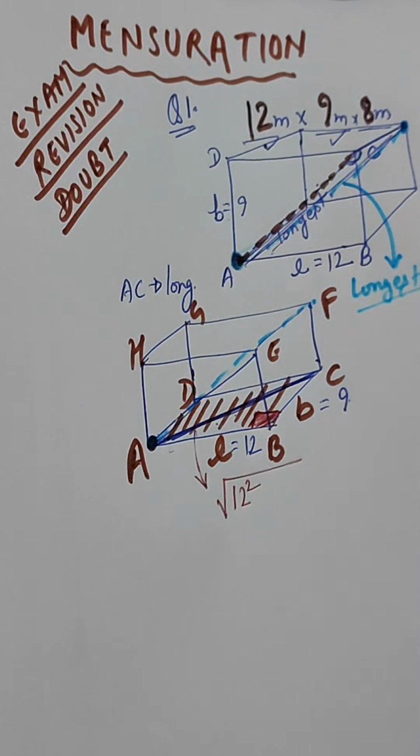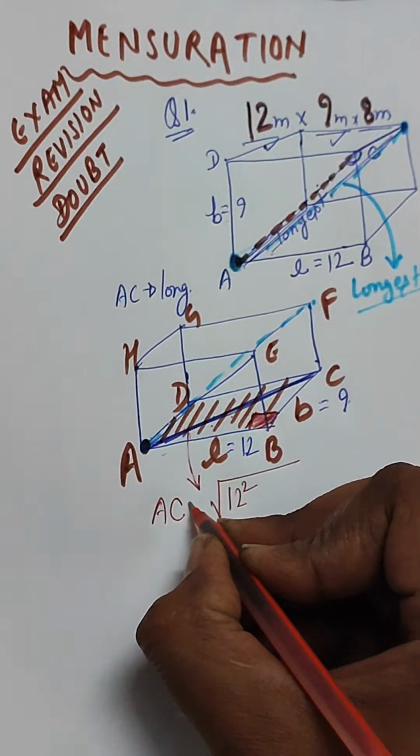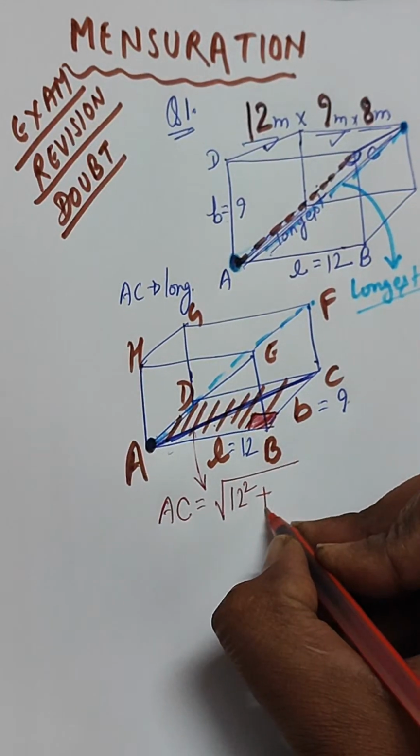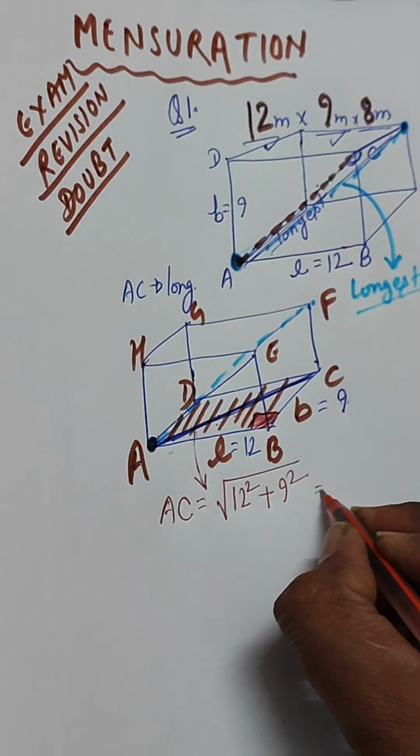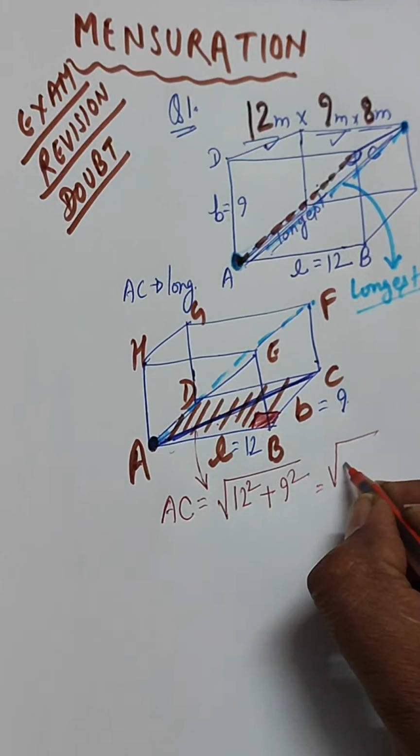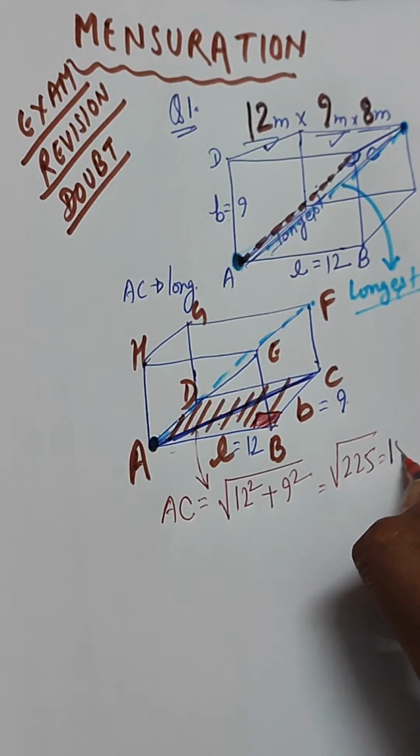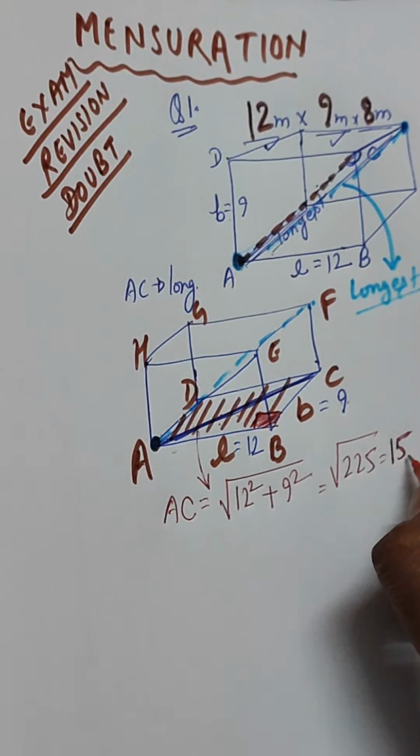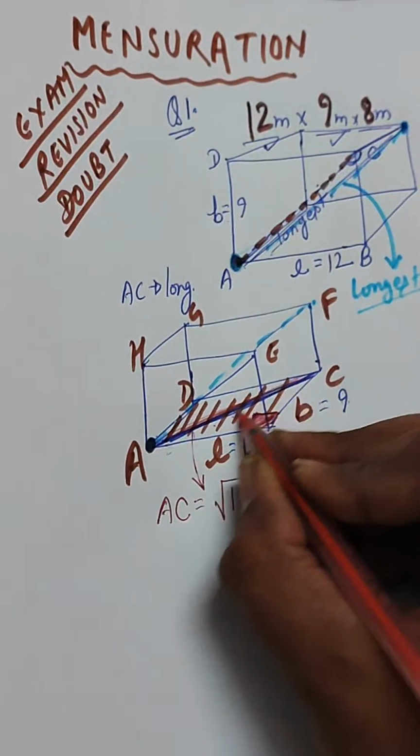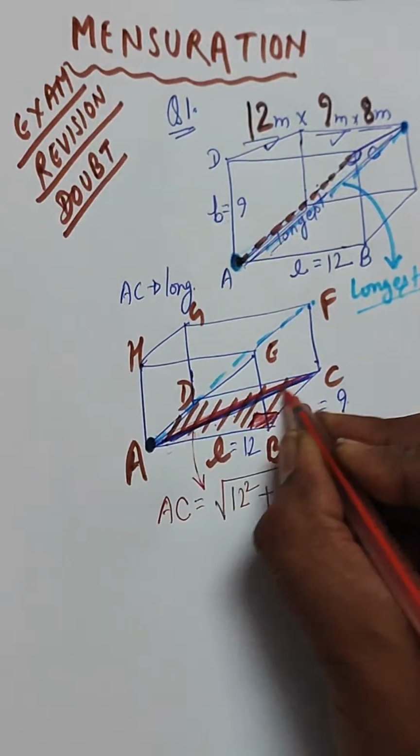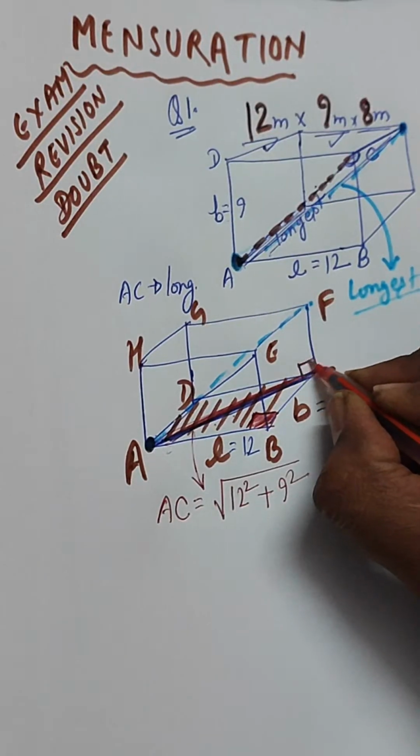If this is 90 degrees, then the length of AC is nothing but root over of 12 square plus 9 square, right? And this will give you root over of 144 plus 81, 225, and this is coming as 15 as the length of AC. And if the length of AC is calculated, this AC is known to you, right? Then again this will be forming a right angle over here.